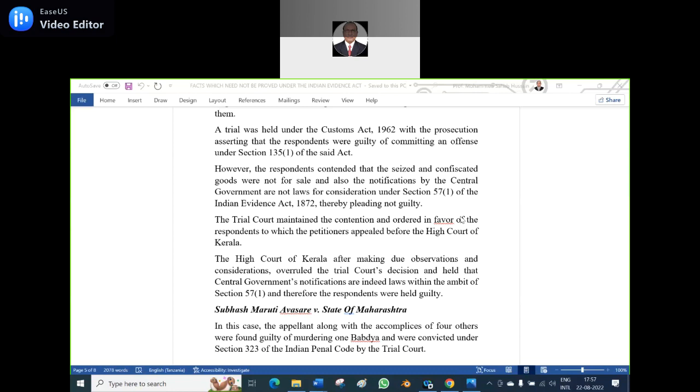But here, the trial court gave the same thing. It is not a sale, only they kept it. But the High Court of Kerala said, merely keeping such foreign goods in the shop automatically makes Section 57 Clause 1 applicable. That means, the same way as the Sanjay Dutt case.